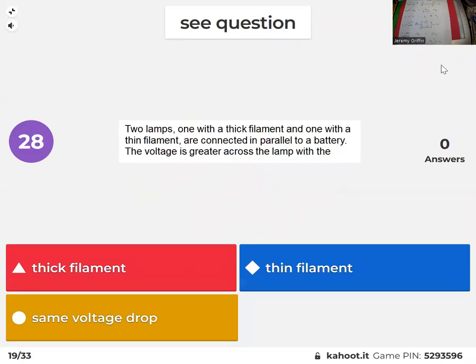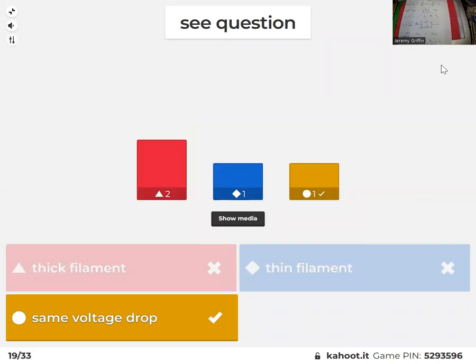Two lamps, thick filament, thin filament, connected in parallel. The voltage drop is greater across the lamp with the what? One winner, same voltage drop. There. Let me point out to you guys exactly what I just showed you.